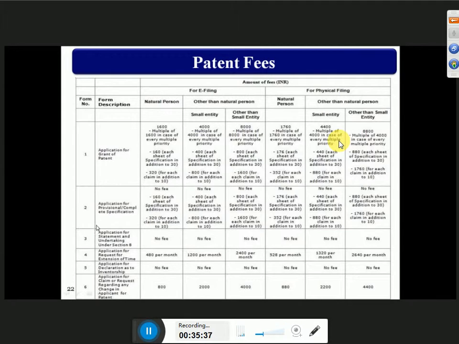Then form number 2 does not require any fee. Form number 3 does not require any fee. Form number 4, application for the request of extension of time.